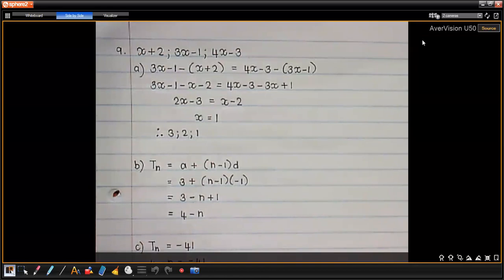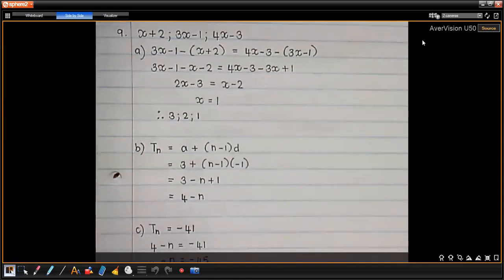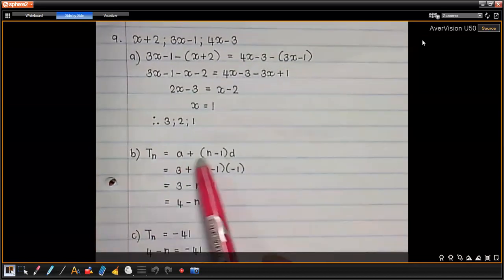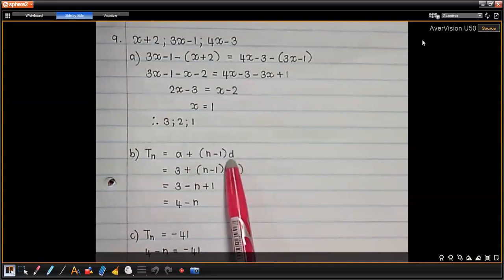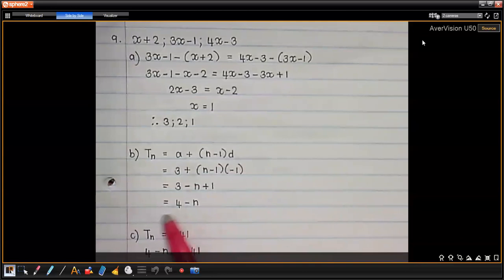Then they asked for the general formula, the n term or something, I can't remember the wording there. So now you do your A plus n minus 1 D, and this is now where you sub in your first term and you sub in your difference, which was -1, and you then simplify. So I got 4 minus n. You also could have written -n plus 4, that's fine.